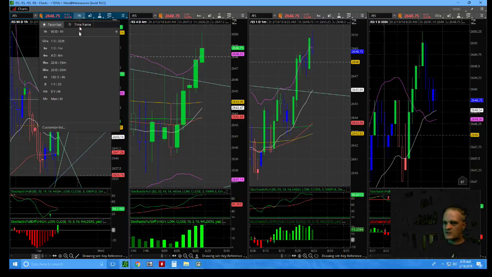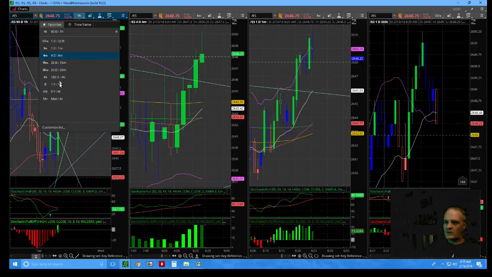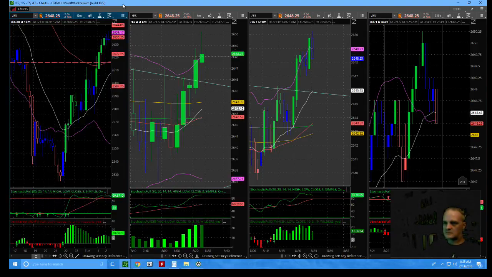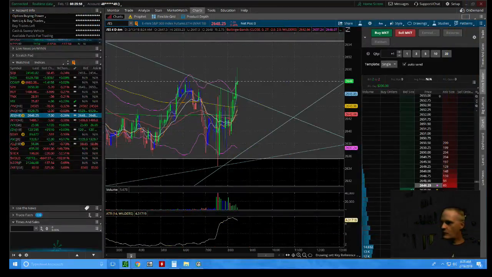So if I decide that I want to switch from scalping mode to just trading mode, I might wait for a little bit of a pullback, maybe down to about here, before I initiate another long position and ride it up here.